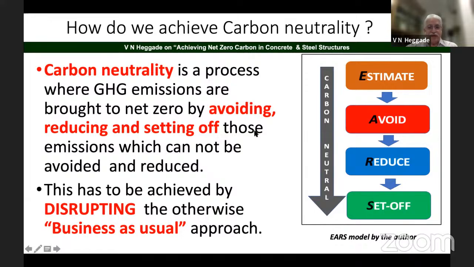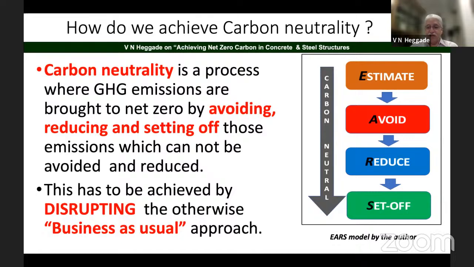And I would like to define carbon neutrality. It is a process where greenhouse gas emissions are brought to net zero by avoiding. And if it is not possible to avoid, by reducing. If it is not possible to reduce, then setting it off. Whatever it's not possible to reduce, set that off. So by doing that, if you achieve the net carbon to the net zero, the carbon neutrality is achieved. That is what is called carbon neutrality.